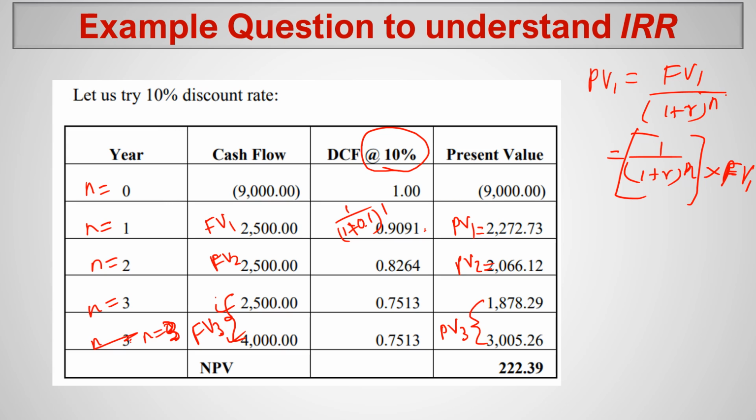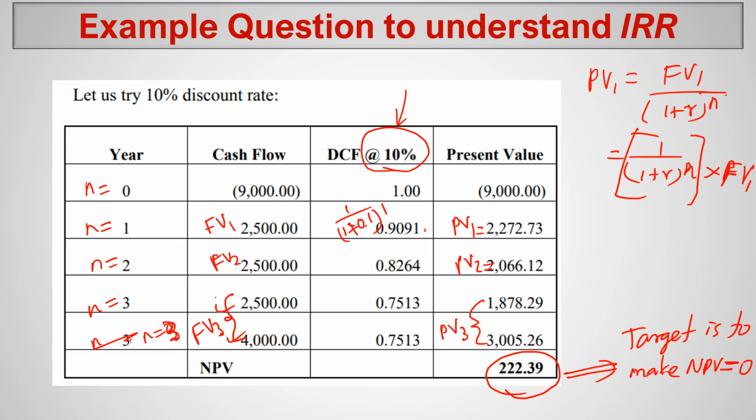So when you do this normal NPV calculation by assuming 10 percent, we get 223.39. So this is not 0. Our target is to make NPV 0. That means if we make NPV 0, that particular discount rate will become the IRR. So what discount rate is going to make NPV 0? That particular discount rate is the IRR.